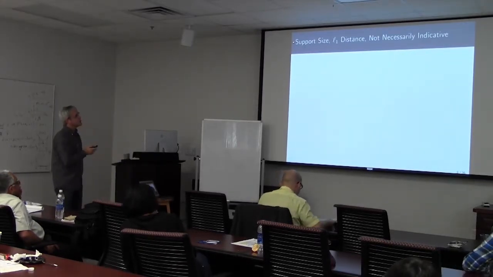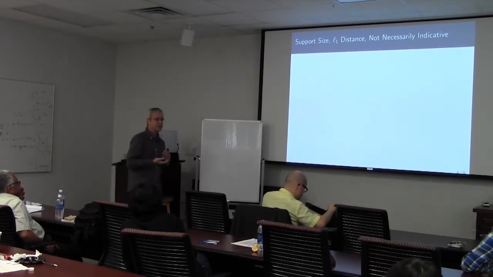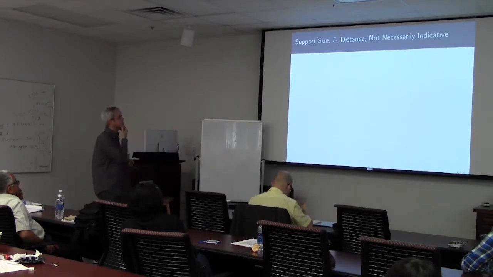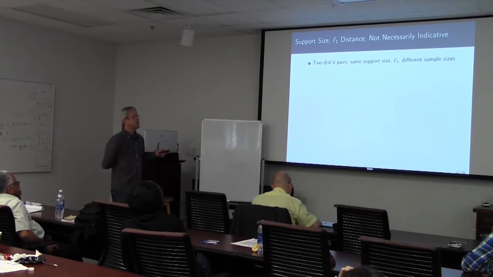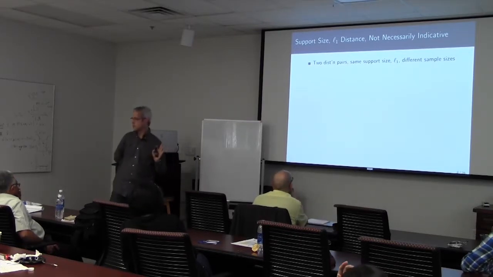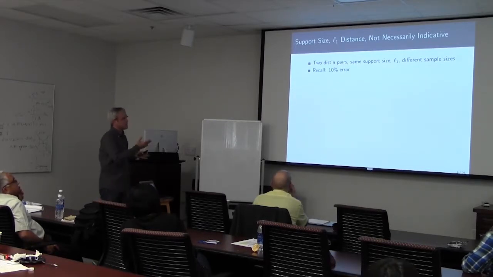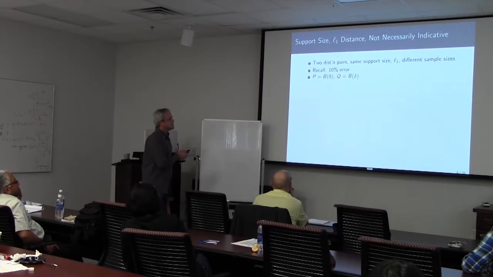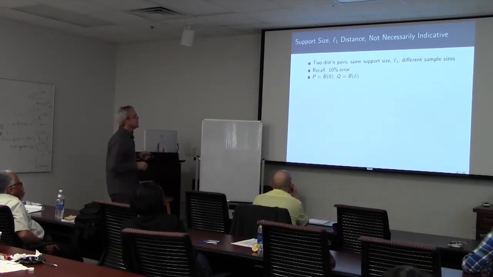So first we want to show that the support size and the L1 distance are not necessarily indicative of how difficult it is to do classification or closeness testing in this case. All right. So what we'll do is show two distribution pairs that have the same support size, which will be 2, and the same L1 distance, which will be delta, but yet they require different sample sizes. Okay. So recall that we're only looking at 10% error. So the first pair is going to be Bernoulli 0 and Bernoulli delta. So alphabet size 2, L1 distance delta or 2 delta.